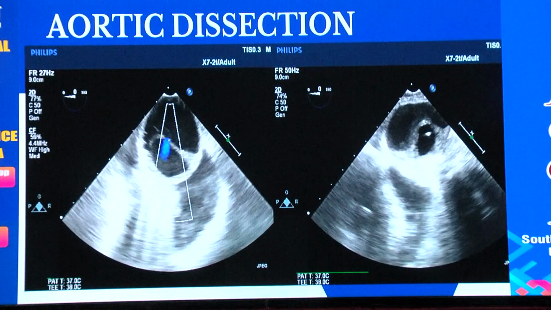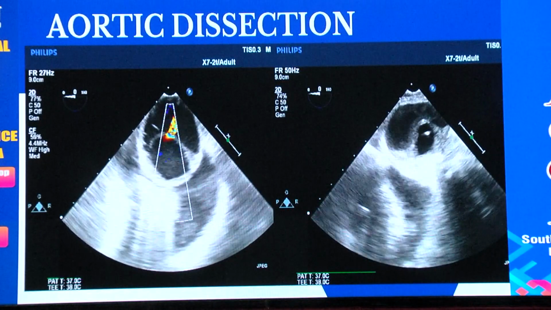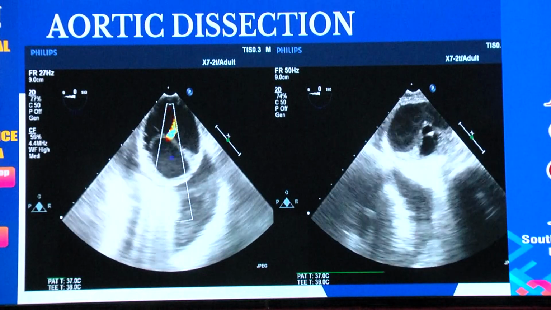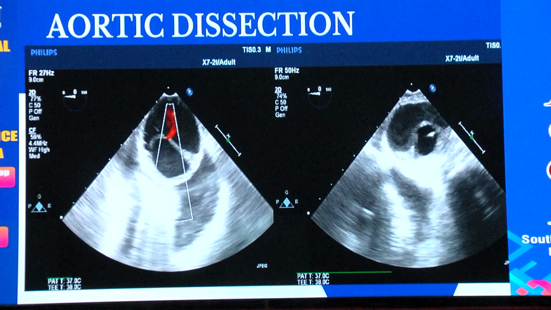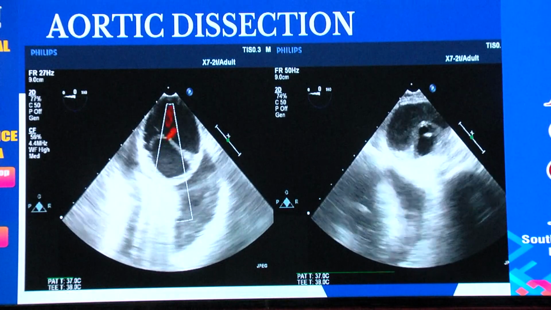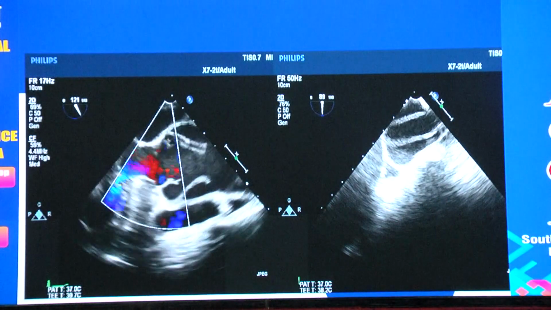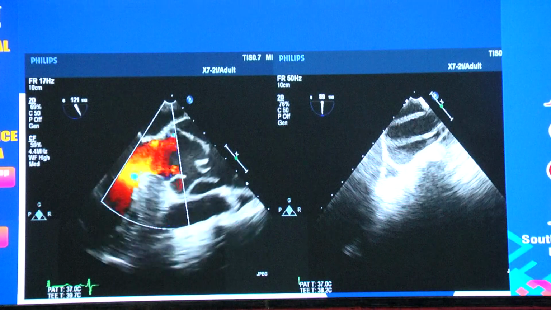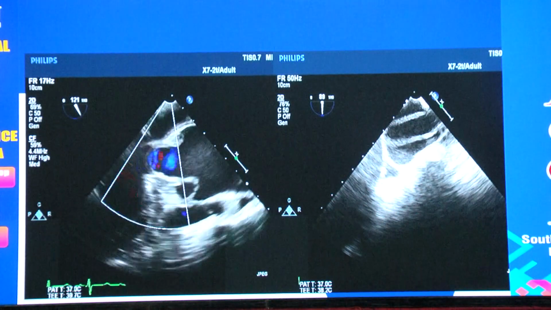And the white one is a guide where we put the cannula in. The surgeon is going to ask whether the cannula is in the right place or not, in the true lumen or the false lumen. The upper one is the false and the lower one is the true lumen. You can also end up seeing this, which is even more scary. This is like the aortic root having dissected.